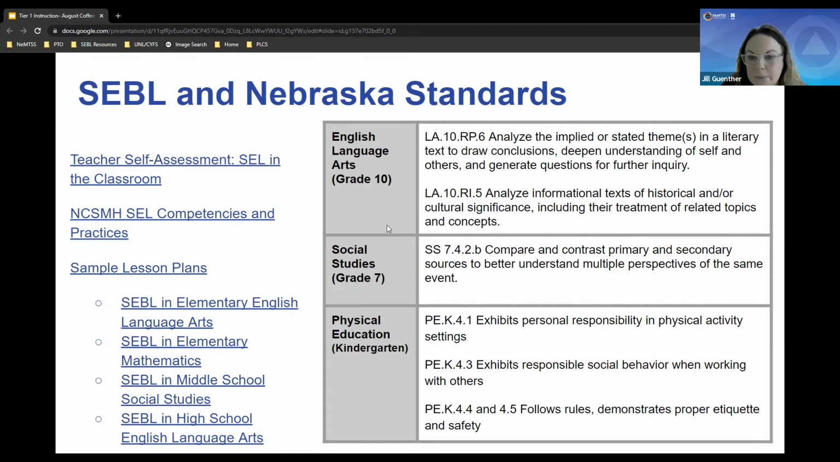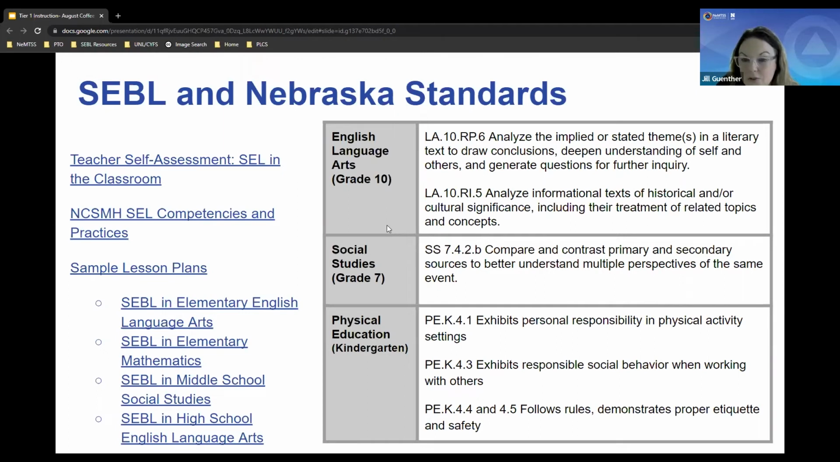That first example is an English language arts one from 10th grade. If you take a look, we can pull out that drawing conclusions, deepening the understanding of self and others, is a great example of self-awareness, one of our competencies. That second standard within ELA, being able to analyze for cultural significance within those topics, is a great example of social awareness.